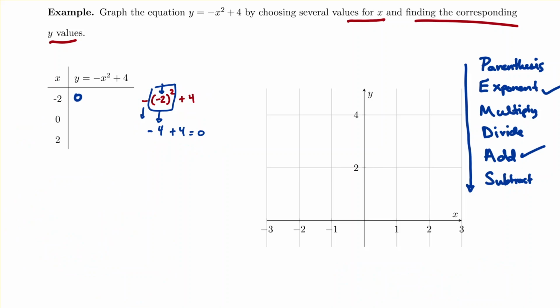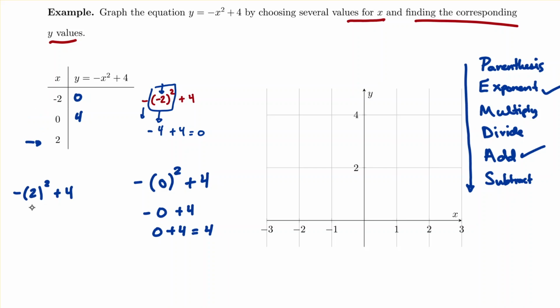So next, as I substitute x equals 0 into the expression, I have negative parentheses 0 squared plus 4. I'm going to deal with the exponents first. 0 squared is 0. I bring down the negative, and then I add 4. Now 0 is always 0, whether you have a plus or a minus in front of this, so this becomes 0 plus 4, or I could type it in my calculator and I get the answer 4. So next up, when x is equal to 2, we get the expression negative 2 squared plus 4. Deal with the exponent first. 2 squared is 4. Bring down the negative that was in front. Plus 4. Negative 4 plus 4 is 0 again.